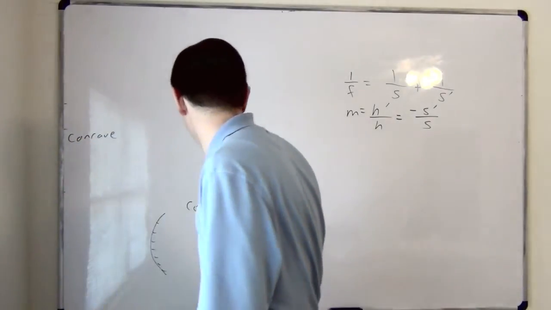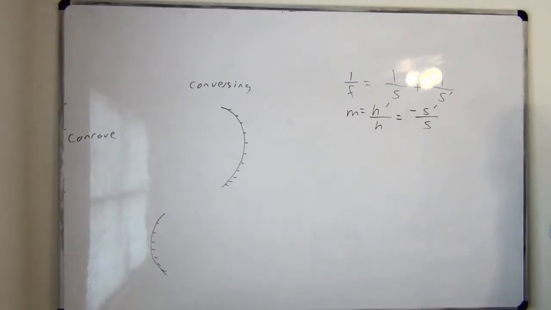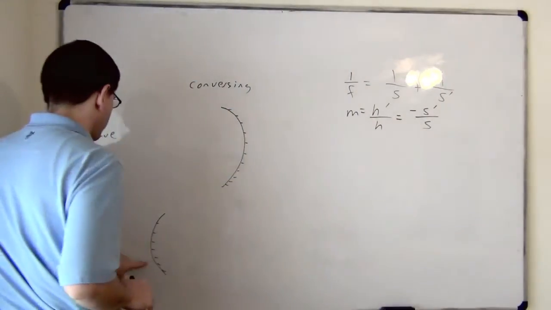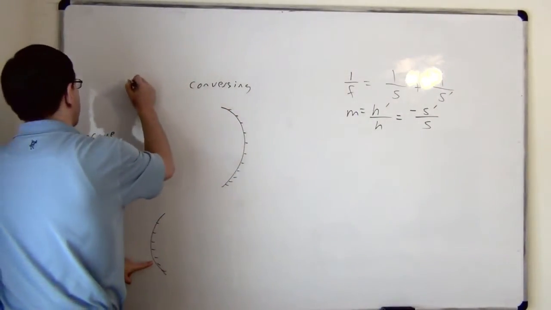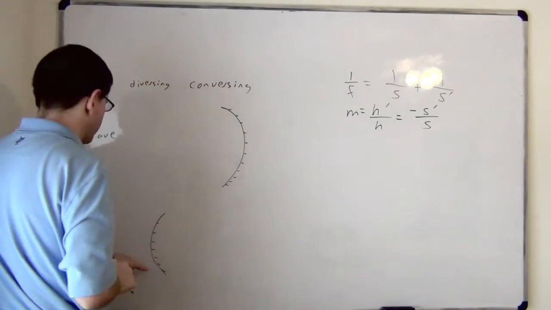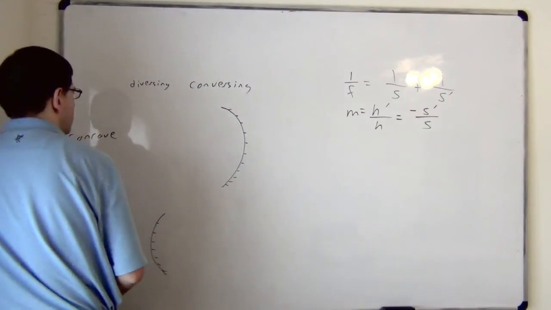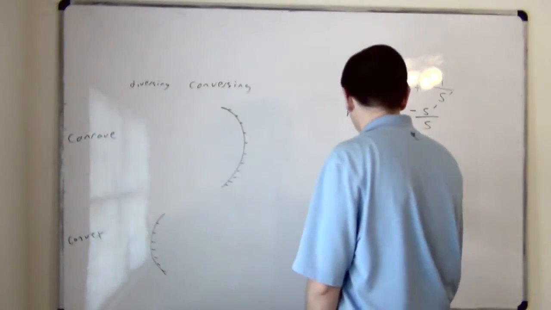So what does this tell you mathematically? F is negative. Is this converging or diverging? Diverging. Convex or concave? Convex. Excellent.